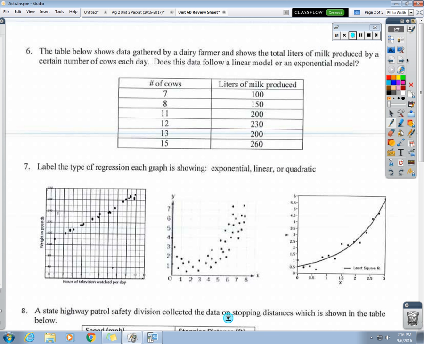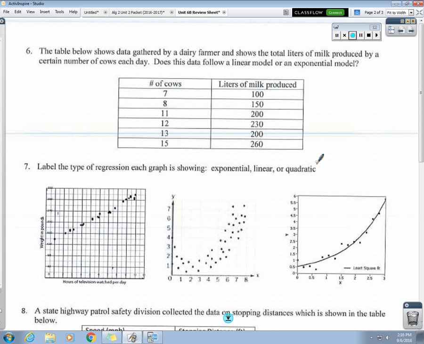Okay, next page. The table below shows data gathered by a dairy farmer and shows the total liters of milk produced by a certain number of cows each day. Does this data follow a linear model or exponential model? It is linear. Now remember, that doesn't mean that it forms a perfect line. It just means if you plotted this data, you would be able to draw a line of best fit.